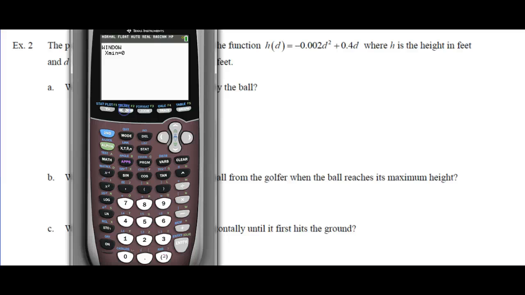Okay, so we can readjust the window. So say, all right, 0 to 200 by 10s. And how high do we say it went? Like about 20 feet or something. So let's go 0 to maybe 25, 5s. Okay. And all right. Nice, eh? That's a lot better, right?